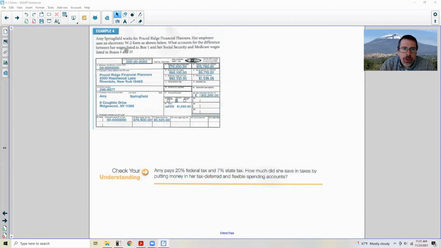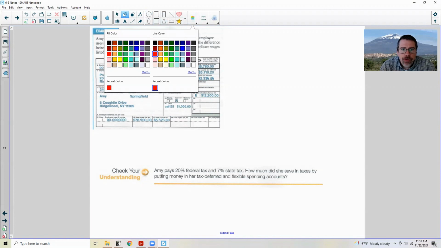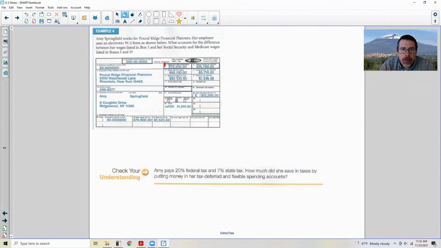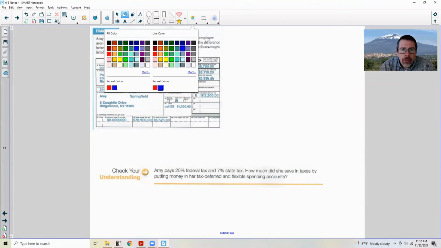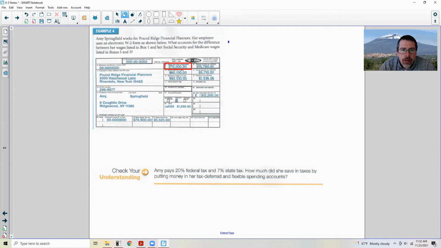What accounts for the difference between her wages listed in box 1 and her Social Security and Medicare wages in box 3 and 5? So let me put a box around box 1. So 3 and 5 are right here. Why is 92,100 down here, but 78,900 up here?